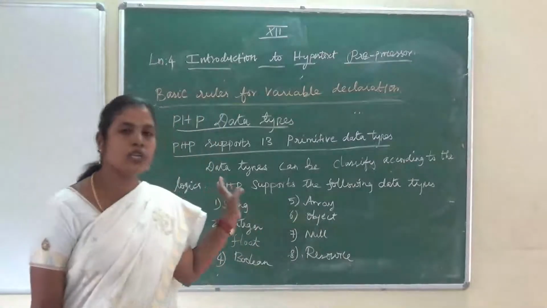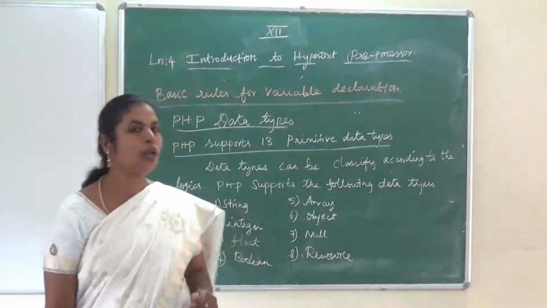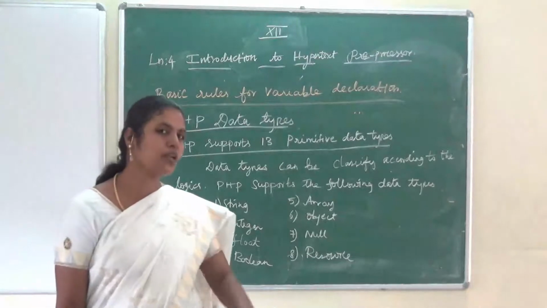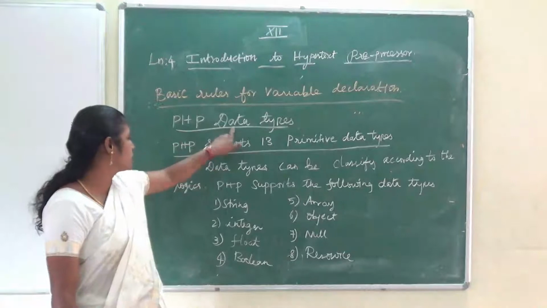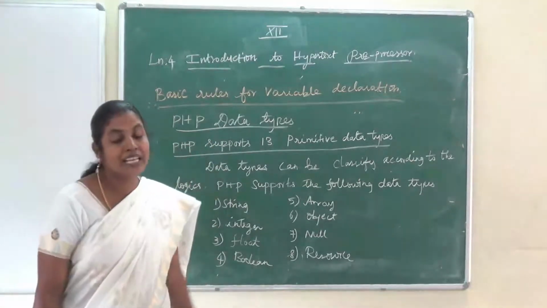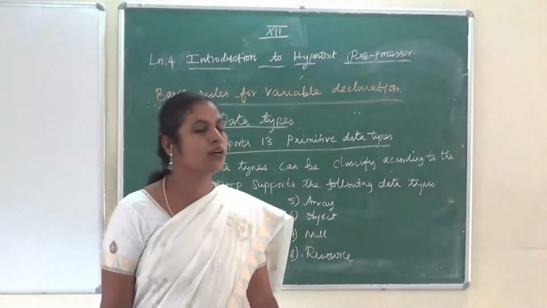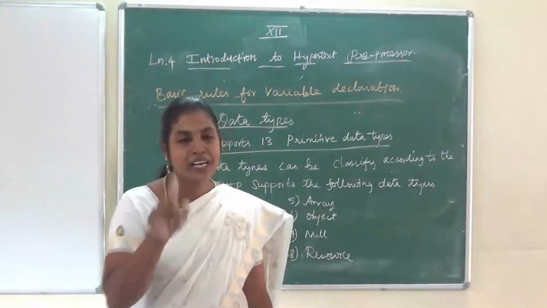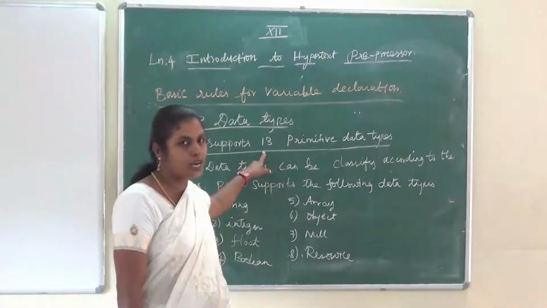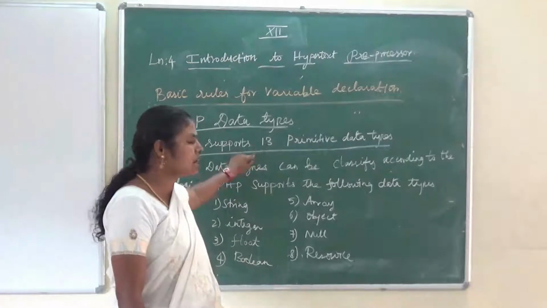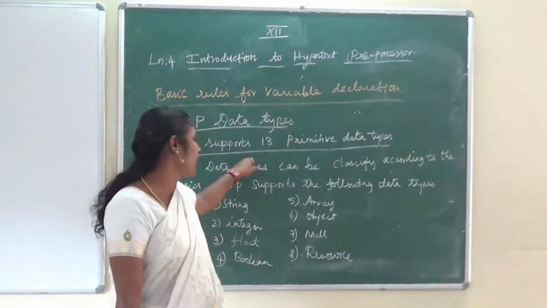Next we are going to study what data types we can use in the PHP server-side scripting language. See, PHP data types. PHP supports a total of 13 data types. How many data types are available in the PHP scripting language? 13 data types. They will ask this for 1 mark.